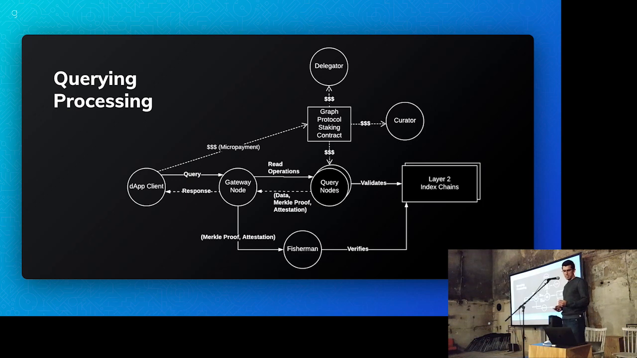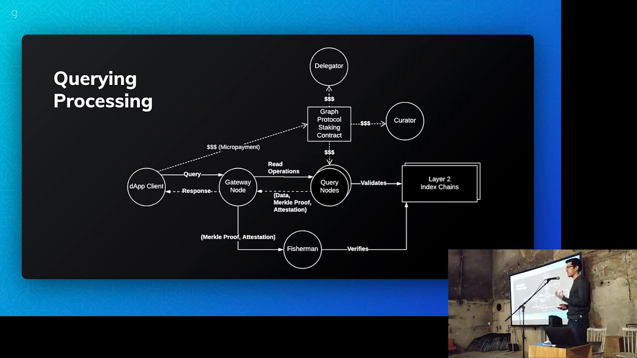So the query processing, this is actually, believe it or not, a simplified diagram. The query processing is a little bit more complicated, but the thing I want to draw your attention to here is that when the gateway nodes are querying the query nodes for these read operations, they're not just getting the data back, but they're also getting a Merkle proof back that proves that that data came from the index chain that the gateway node specified. They're also getting back an attestation, and the attestation is something that we can use for dispute resolution.